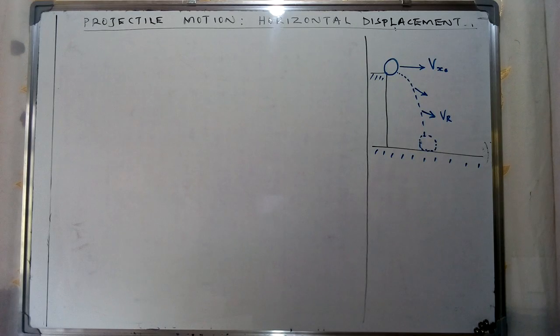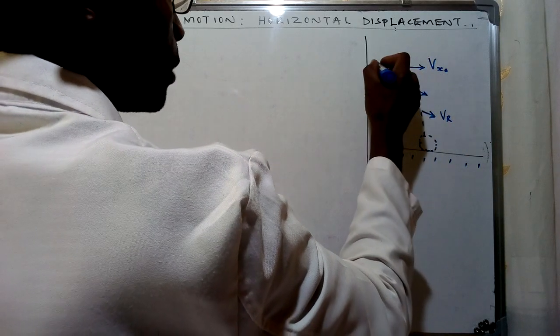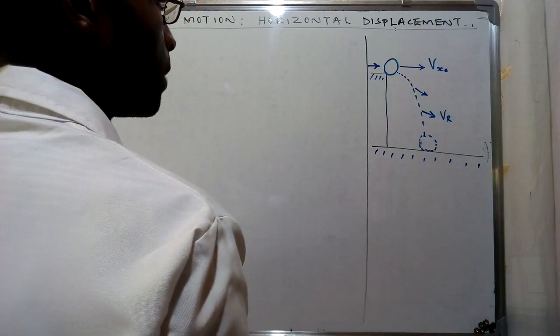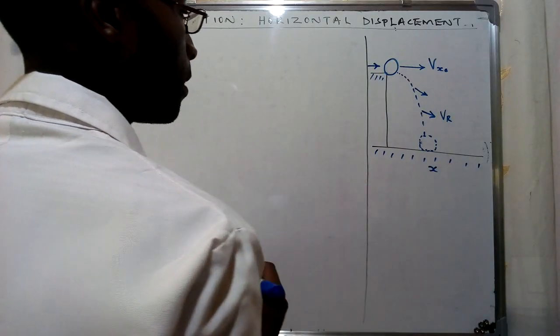In this discussion, I'm going to look at projectile motion. And of course, we're going to try and describe the horizontal displacement of an object that is falling over the end of a table, given in this particular case. So we are going to consider this specific object to be undergoing a horizontal displacement given as that one. And of course, this is going to be in terms of the x displacement.